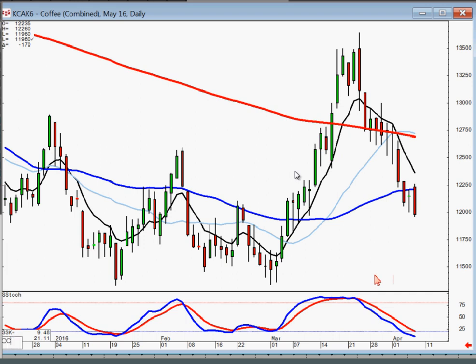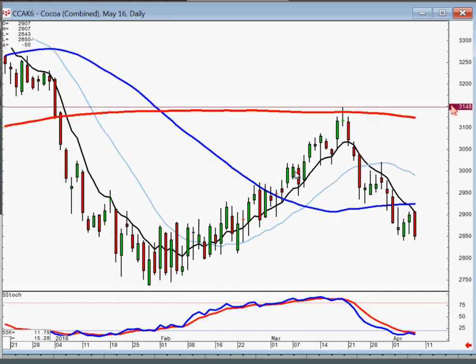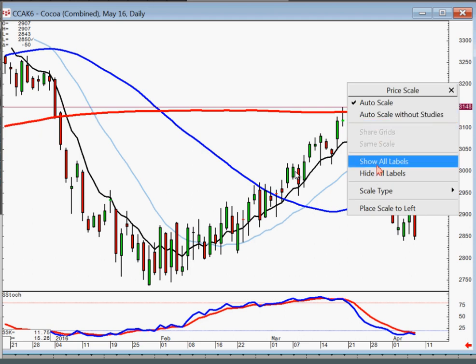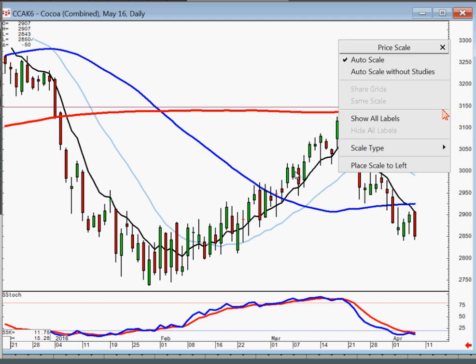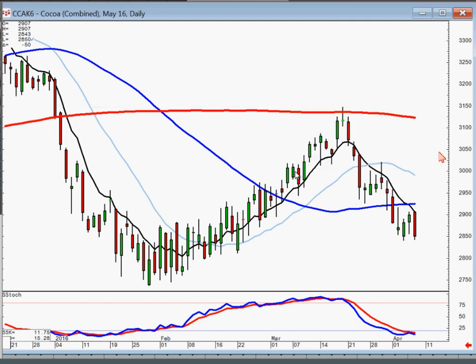Coffee, or not coffee, but cocoa. Where do you start shorting this one? Right up here. Let's see, get rid of that. Oh, still can't get rid of that. How do I get rid of that? Go. Notice where the evening star occurred, right smack dab off the 200-day moving average.